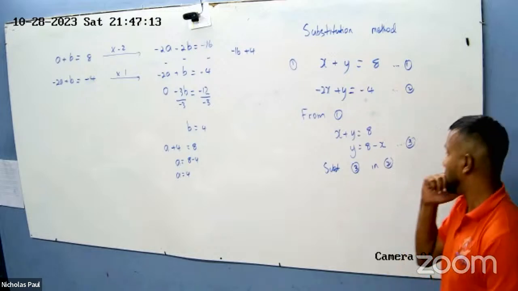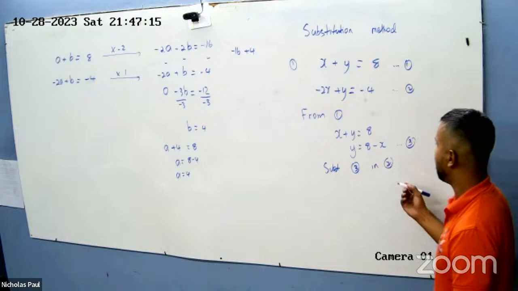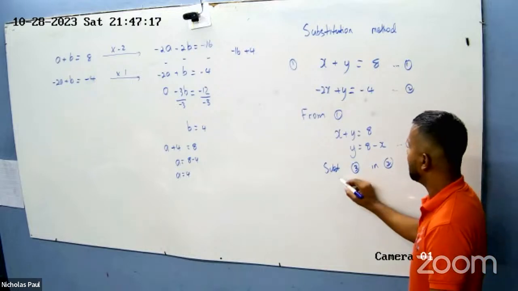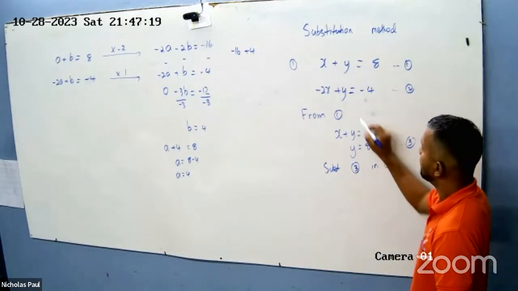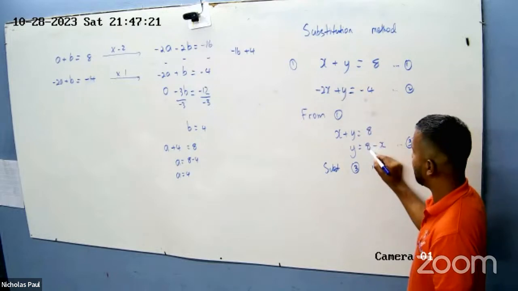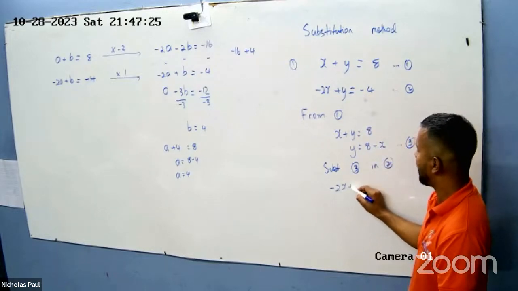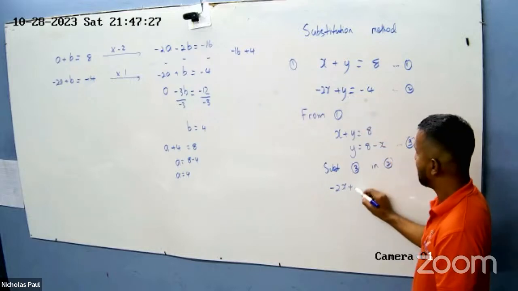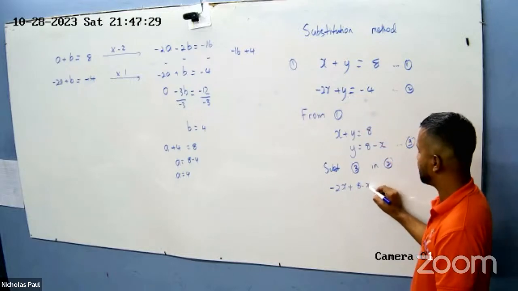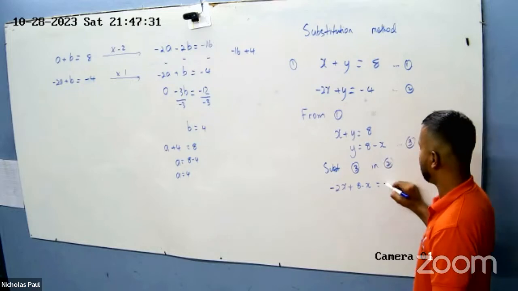That will eliminate one of the variables. So substitute 3 and 2. I'm going to take off this y and put 8 minus x. So I'll get minus 2x plus, taking off y and putting 8 minus x, is equal to minus 4.